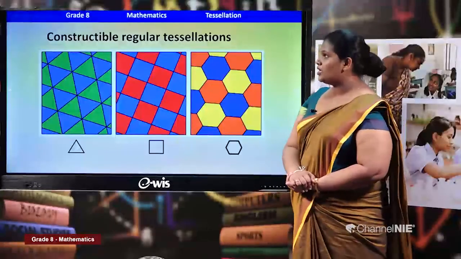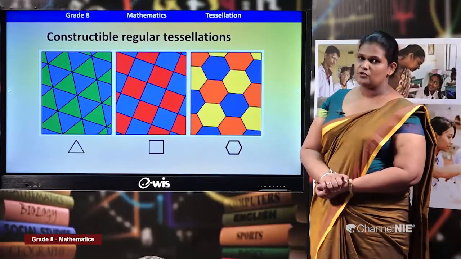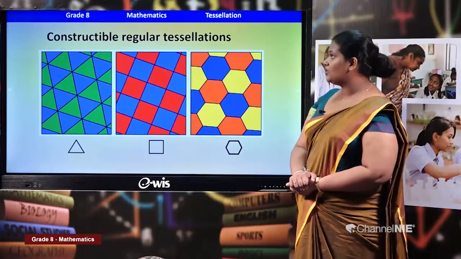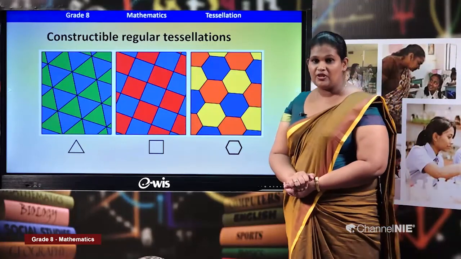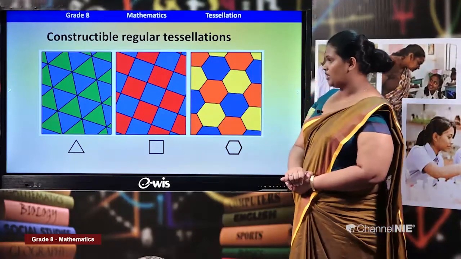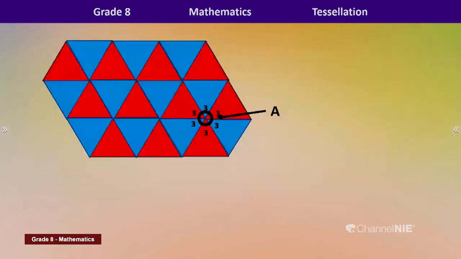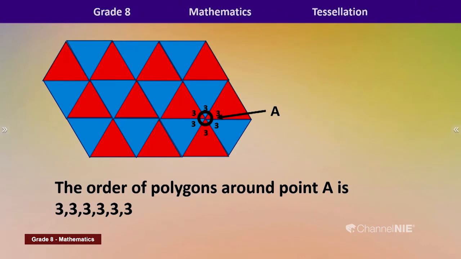Right. Now, here as I have told you, there are only 3 types of regular tessellations that we can create or construct. So, the first one is using equilateral triangles, the second one is using squares, and the third one is using regular hexagons. Right. Now, we have to think about the order of polygons around the vertex point. Here in regular tessellation, the order should always be equal.